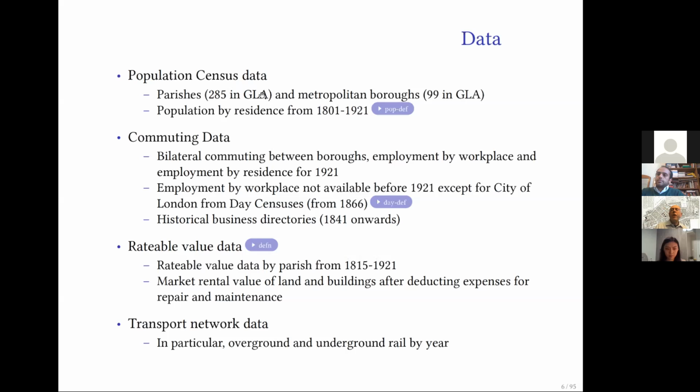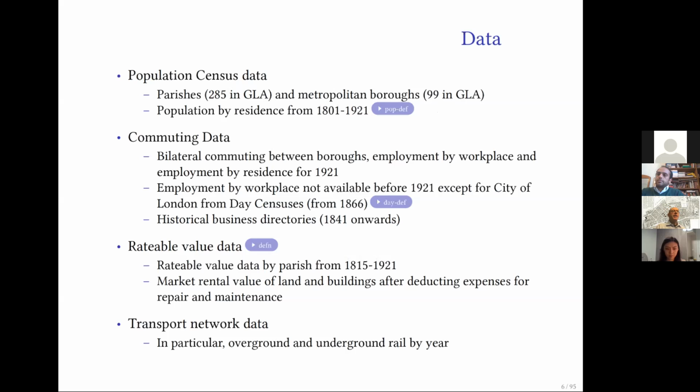And so whenever I refer to GLA during my talk, I'm going to be talking about the Greater London area. That's the modern day boundaries of Greater London, for which we've constructed this historical data for every parish within those boundaries going backwards in time. Around 285 of them, so pretty finely detailed spatial data. And then we also have some variables at a slightly more aggregated level of what are termed metropolitan boroughs, which are aggregations of these parishes to around 99 metropolitan boroughs in the modern day Greater London area.